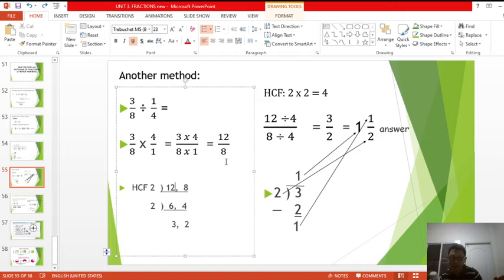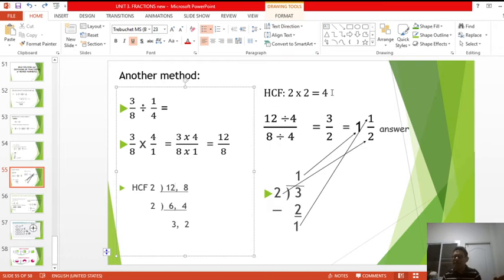Okay, this 12 and 4. 12 and 8, sorry. 12 and 8 is this one, eh? 12 and 8. Then after that, I can still get a common factor here. So I use 2. 6 divided by 2 is 3. 4 divided by 2 is 2. That's it. So my HCF will be 2 times 2. Look at that. 2 times 2.